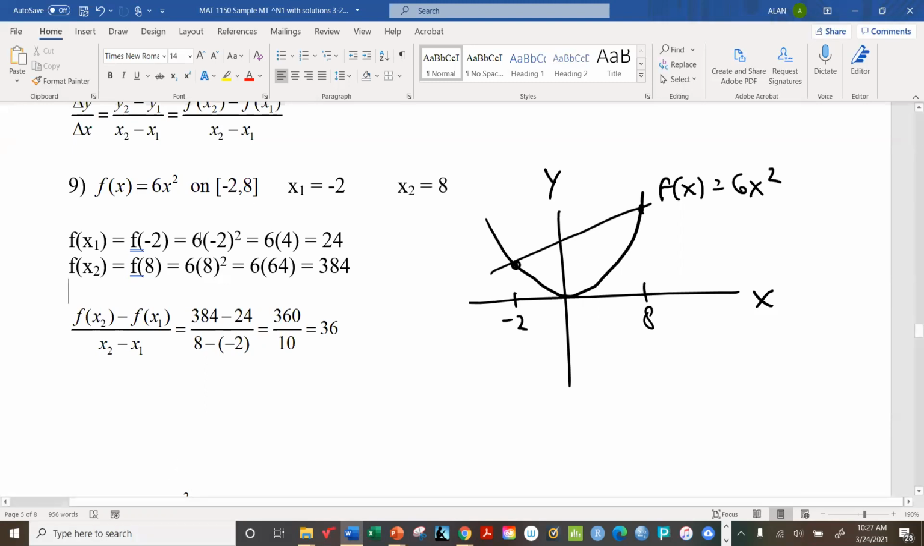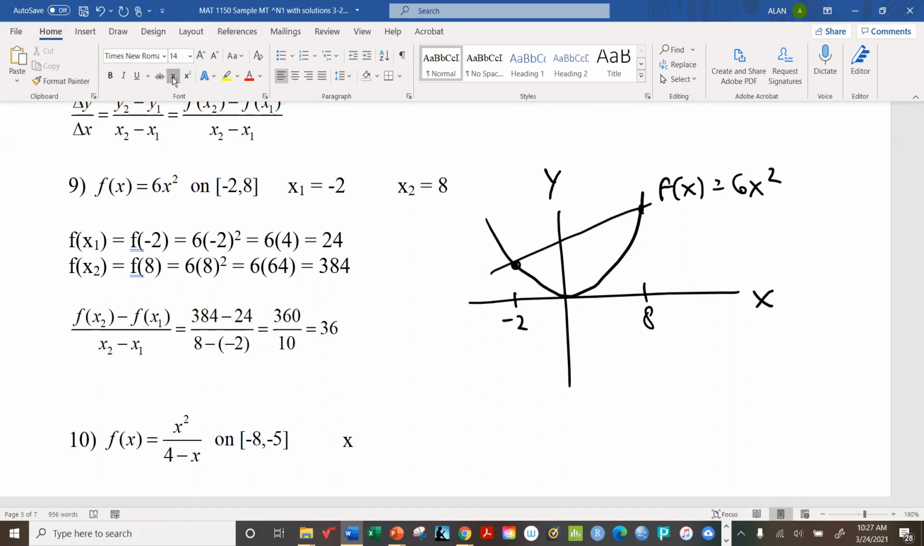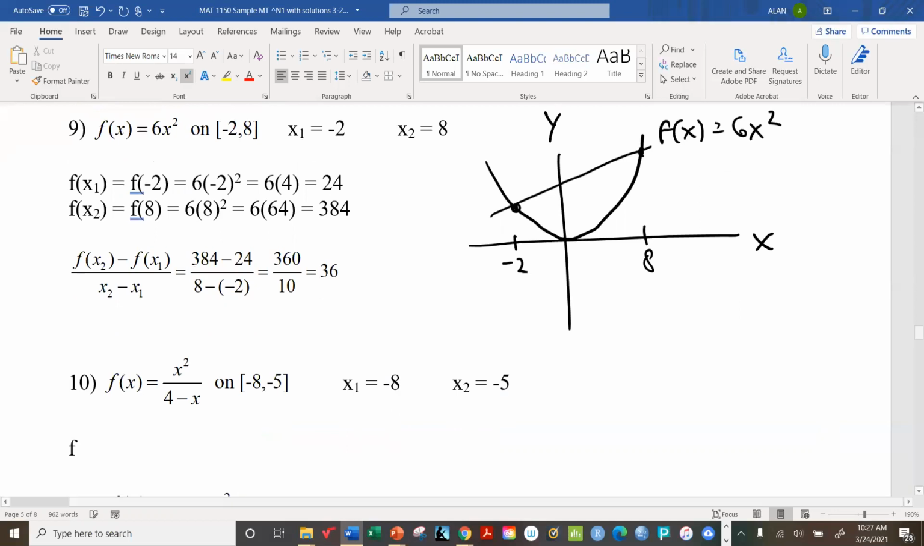All right, now number 10 is exactly the same, except that the interval and the function are different. So here we'll define x1 to be the -8, and the x2 to be the -5. That's the easy part. What about the f's? F of x1, for example. Ooh, that's a tricky one.